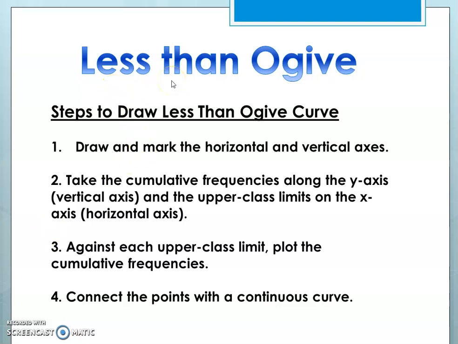We'll now discuss how to draw a cumulative frequency curve, also known as ogive. First we will see the steps to draw less than type ogive. The first step is to draw and mark the horizontal and vertical axes, that is the x and y axes. Take the cumulative frequencies along the y-axis, or the vertical axis, and the upper class limits on the x-axis, or the horizontal axis. Now against each upper class limit, you will plot the corresponding cumulative frequencies and connect the points with a continuous curve.